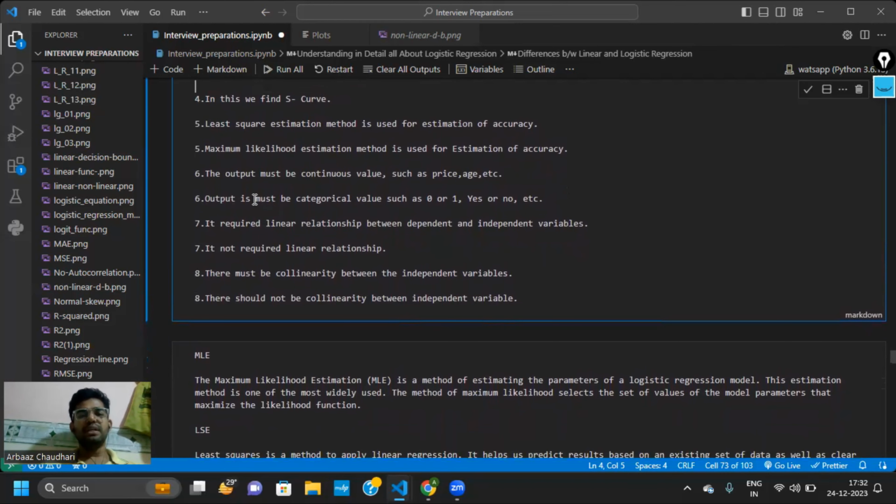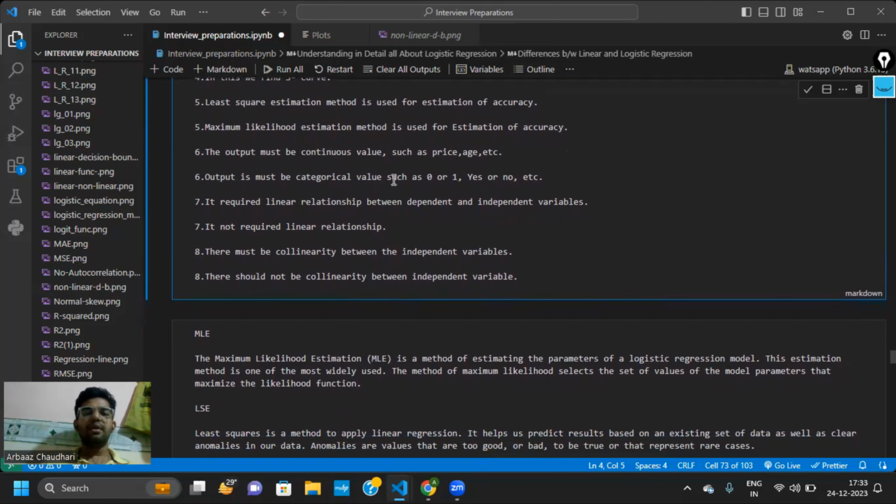The output must be a continuous value, which we saw in linear regression, like price or age that we were trying to predict. But in logistic regression, we were trying to predict whether the data points are of class 0 or class 1, or whether the person is able to survive or not, like yes or no. So these two are examples which you can use to understand this. Here the clear difference is there in the Y.